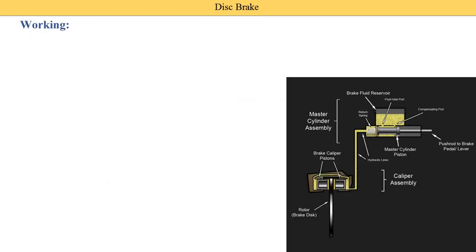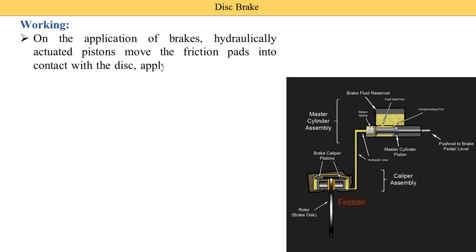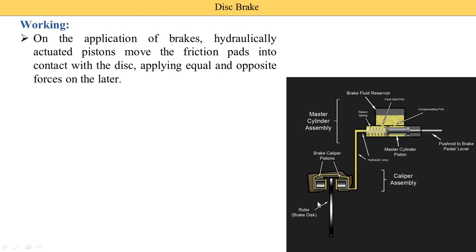Now we discuss the working of the disc brake. On the application of the brake, hydraulically actuated pistons move the friction pads into contact with the disc, applying equal and opposite force on the disc. Means earlier we discussed that the piston is operated by using the oil. So it is called a hydraulically actuated piston. Actuated means it is operated. So the piston is operated by using the oil.